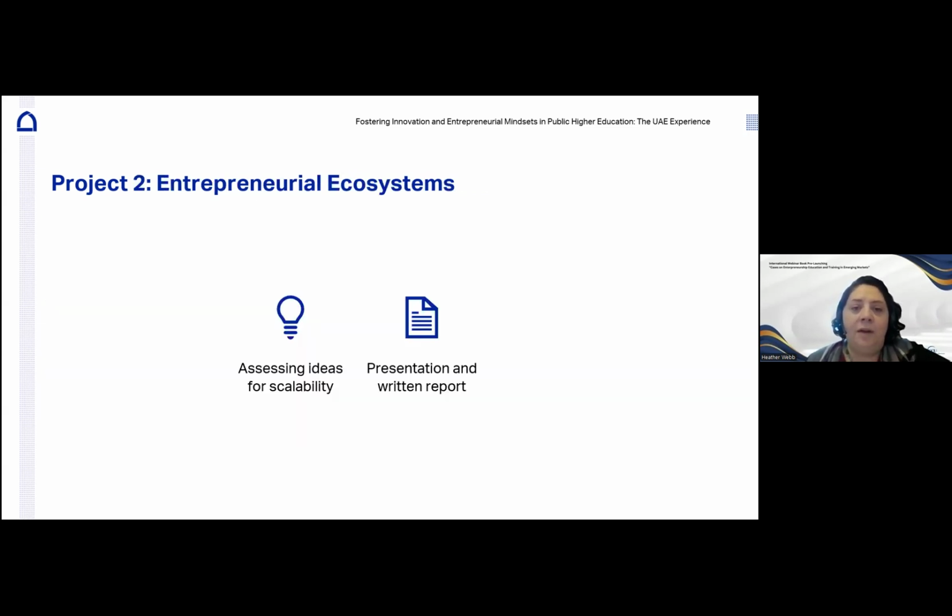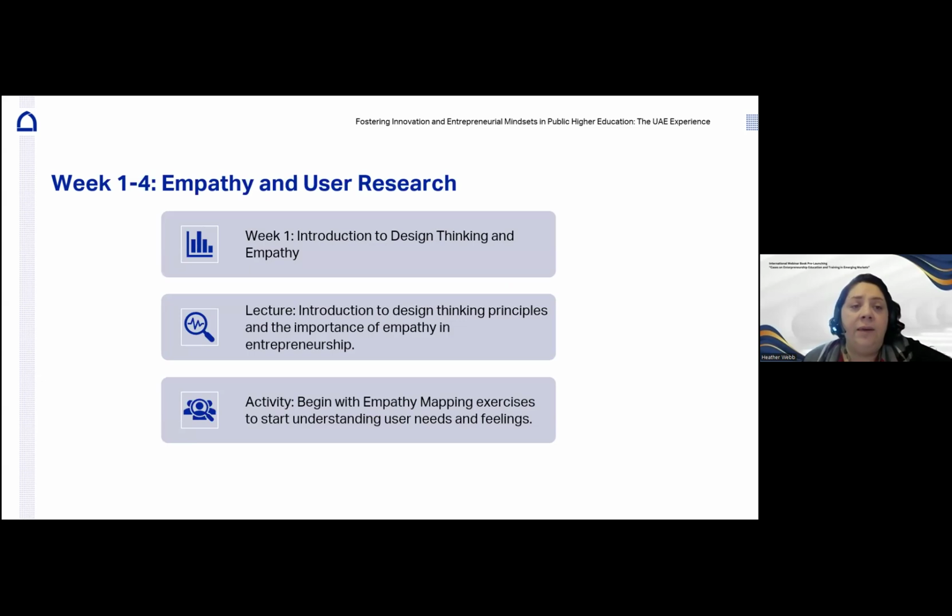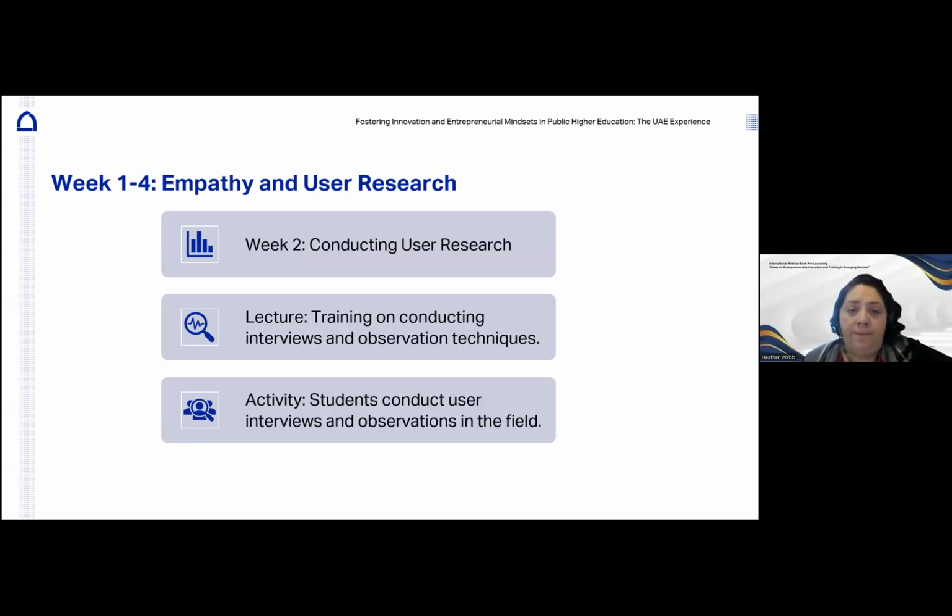And then project 2 is looking at ideas to see how to solve it. There's a presentation and then a report, and there are financial aspects dealing with this. And then the final individual project is a personal roadmap, trying to connect it to their future career. So that is the breakdown of the course, really.